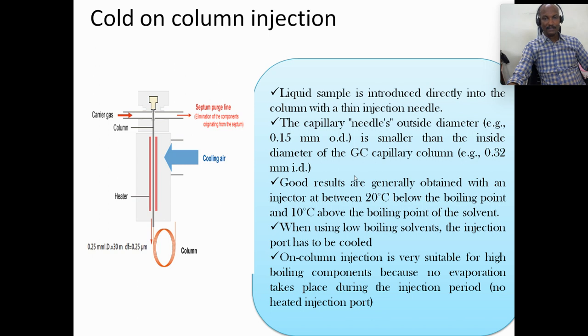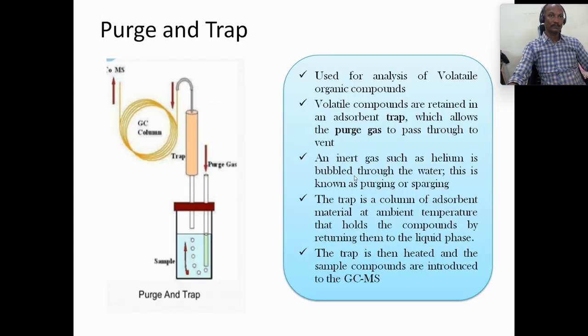On-column injection is very suitable for high boiling components because no evaporation takes place during the injection period. No heated injection port is involved.